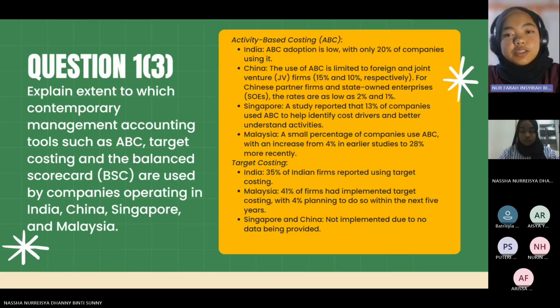Next, we have target costing. In India, target costing is on the rise, with many businesses recognizing it as a key tool for staying competitive, especially in industries focused on cost efficiency. While it isn't yet widespread, it is expected to see more use in the coming years as companies aim to streamline their cost structure. However, in China, there isn't much available data on the use of target costing, which suggests they may not yet be widely adopted or considered essential by Chinese firms.